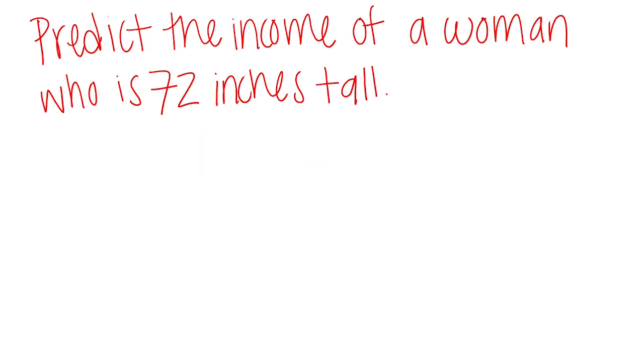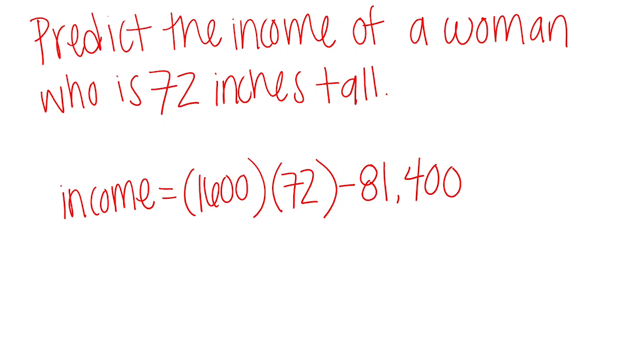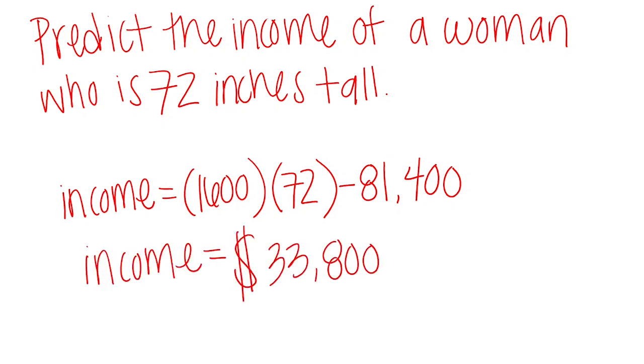Say now that we are asked to predict how much money a woman would make if she is 72 inches tall. All we have to do is plug in her height into the x value of our equation. So it would be 1,600 times 72 minus 81,400, which comes out to be $33,800. Therefore, we would predict that a woman who is 72 inches tall will make an annual income of $33,800.